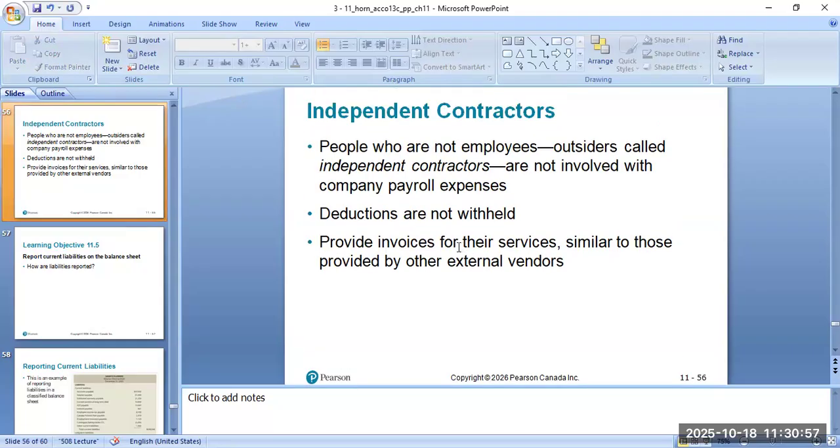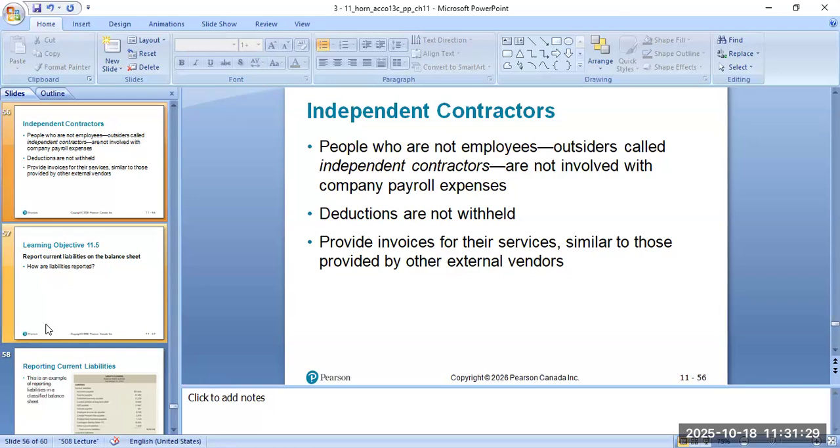Now, people who are not employees can be considered independent contractors. Now, for the contractors, there are different deductions. And some of the deductions, we're not deducting Canada pension plan, we're not deducting employment insurance, we're not deducting income taxes. That's a responsibility of the contractors. That's why some organizations, some entities, prefer to work with the contractors.